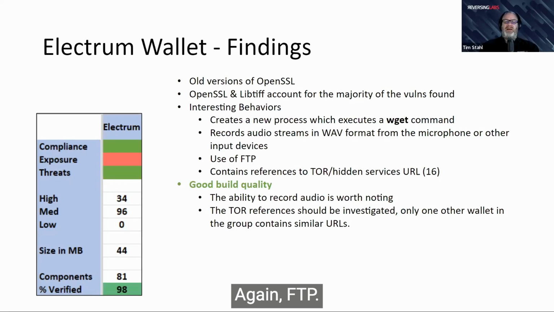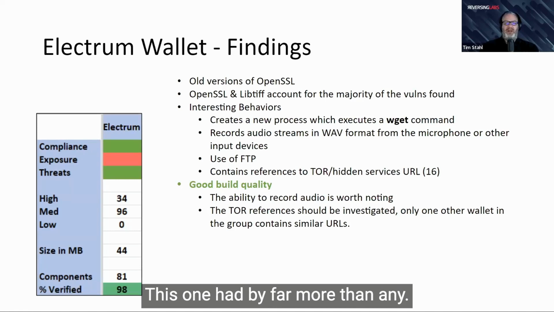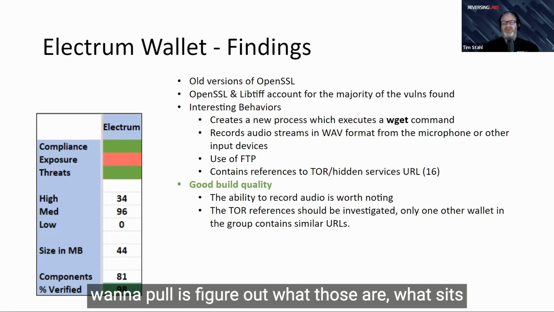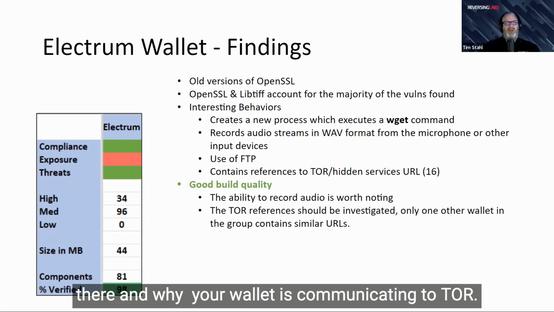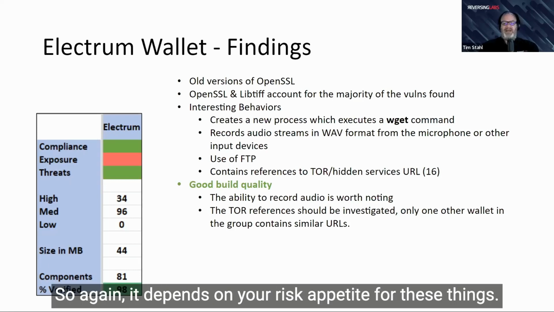Again, FTP. Now, there were two wallets that had a lot of links to Tor sites. This one had by far more than any. Those are something that's a thread you might want to pull, is figure out what those are, what sits there, and why your wallet is communicating to Tor. Just another hidden risk. You never know how that can go. So again, it depends on your risk appetite for these things.